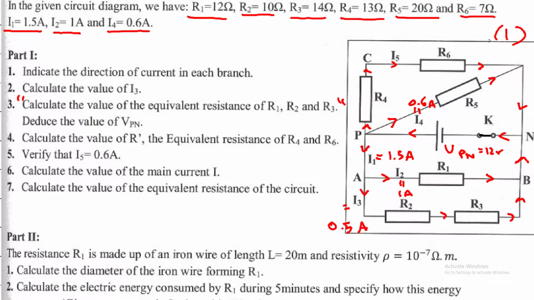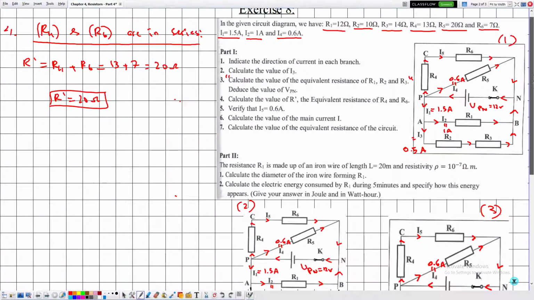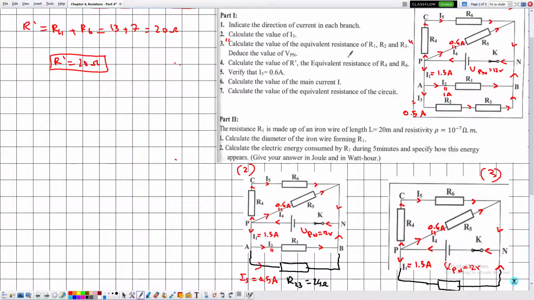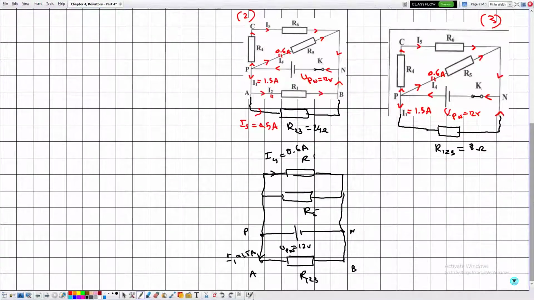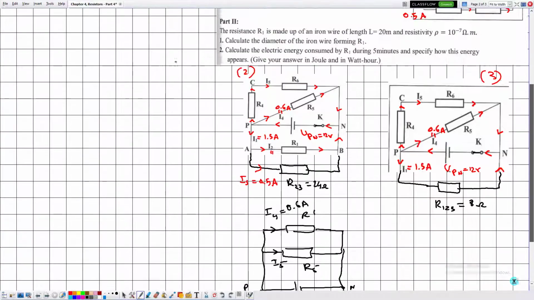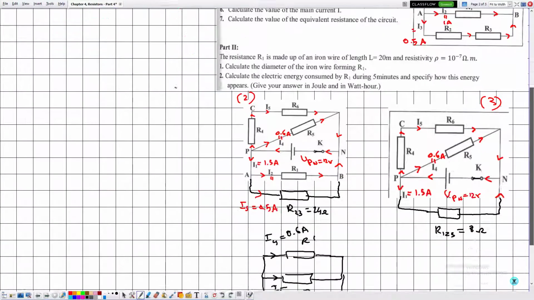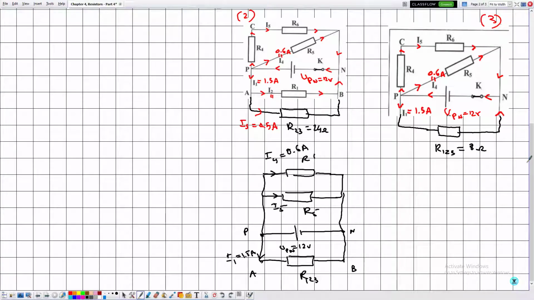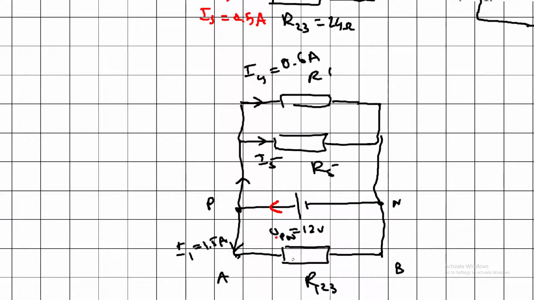So how come I5 is represented here in R6? So let's suppose that now we will check if our calculation is correct or wrong. Let's suppose that I5 is the current traversing the resistor R5. Okay, now they are asking us to verify that I5 is equal to 0.6 amperes. Here we cannot use the law of addition of currents because we don't know this current. We don't know the value of the current in the main branch.